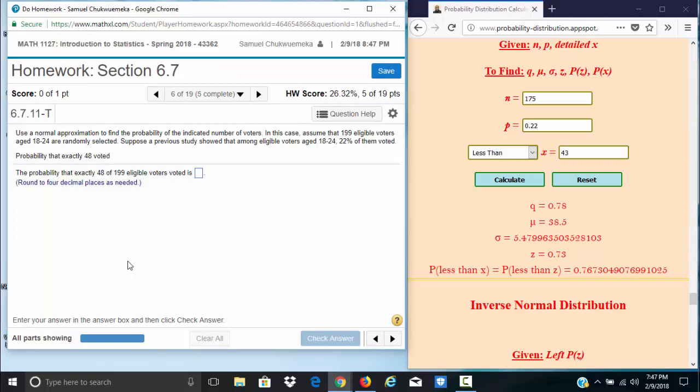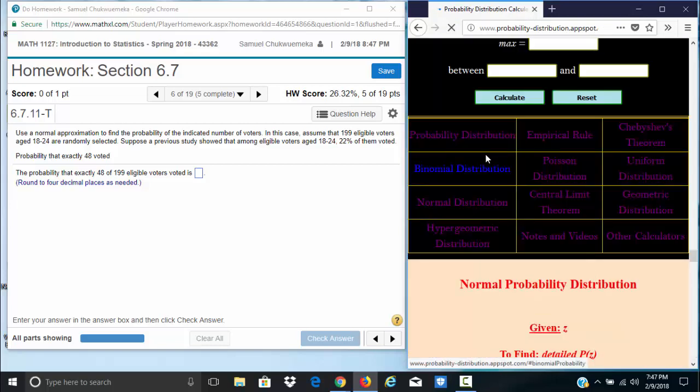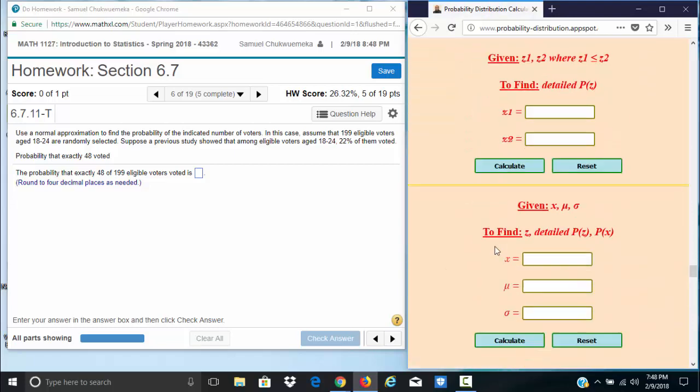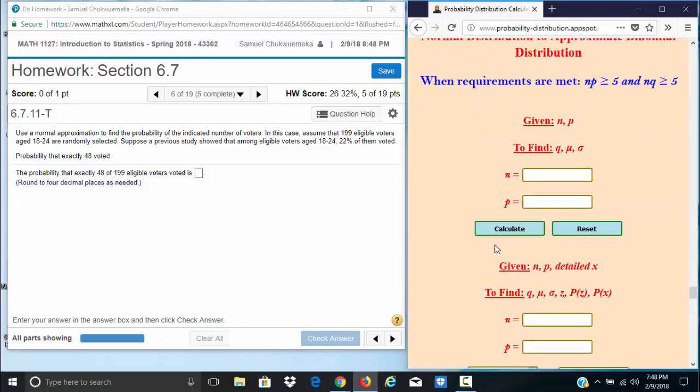Question 6. It's the same wording as the question I read in question 5, so I don't need to read it again. But the question here asks, find the probability that exactly 48 of 199 eligible voters voted. So let me refresh this. Yeah, we always need to refresh it after each calculation so that we don't get confused with the answers.